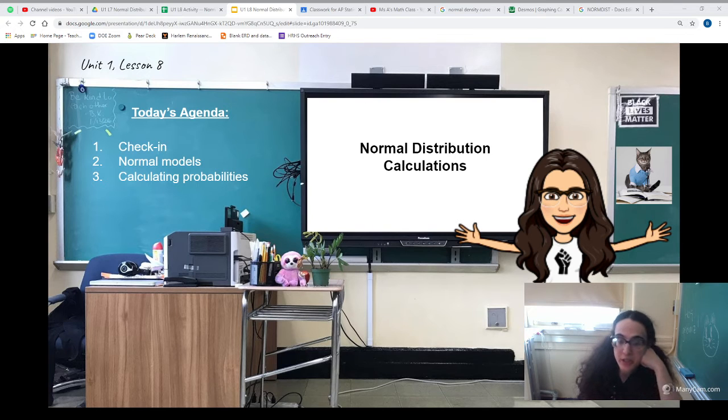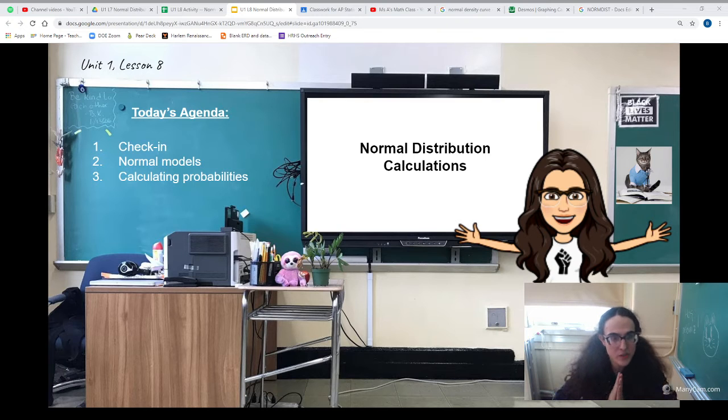Today we're going to be starting Unit 1, Lesson 8 about normal distributions. This is sort of picking up where we left off in Lesson 7. In Lesson 7 we talked about these ideas of model distributions, these mathematical functions that we can use to approximate real-world distributions. We originally took a look at the uniform distribution because it's pretty easy to work with.